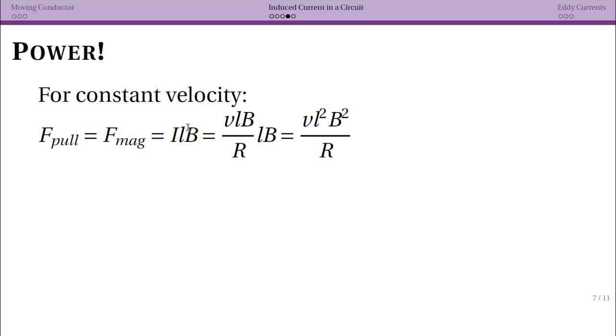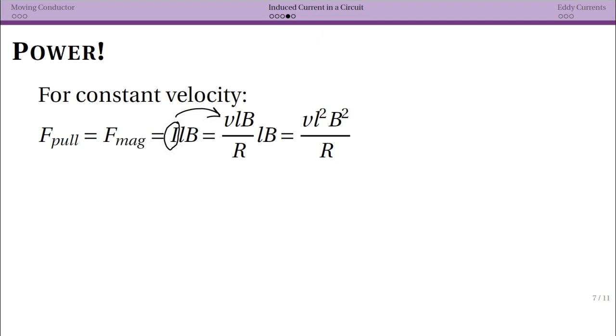Then I was induced, right? So remember that I was induced, and so I becomes this more complicated thing, and then we multiply it all together. So to figure out how hard you must be pulling it, if you have a constant velocity, it depends on the velocity, the length squared, the magnetic field squared, and the resistance. And again, we normally associate the resistance with the rail that it's sliding on, assuming that it's fixed. So that's force, that's not power.